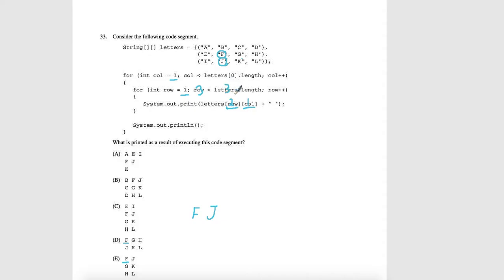When row is 3, note that the Boolean is now false. And because the Boolean is false, we go back to the outside loop and we increment the outside loop, col. Col now becomes 2. And we print 2 1. So that will be printing the G.